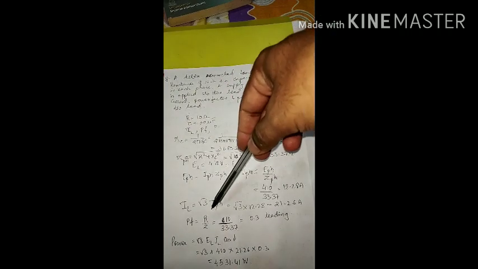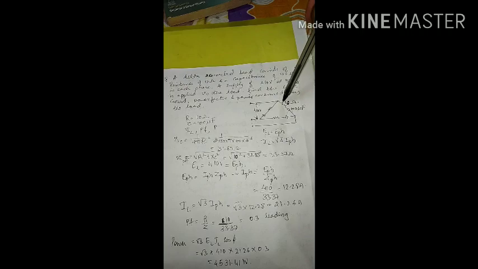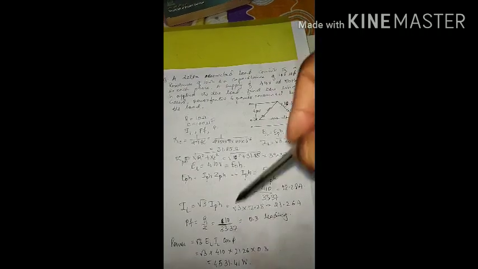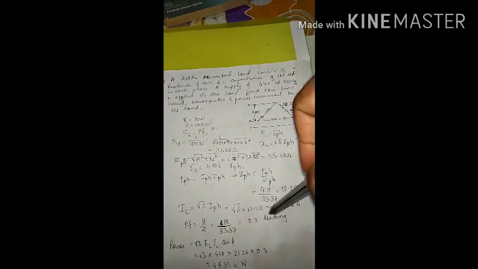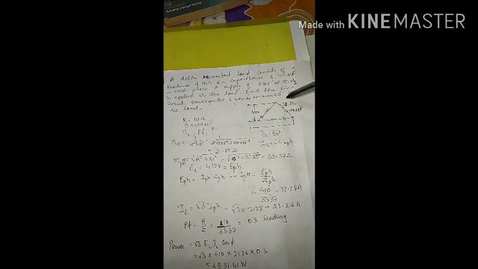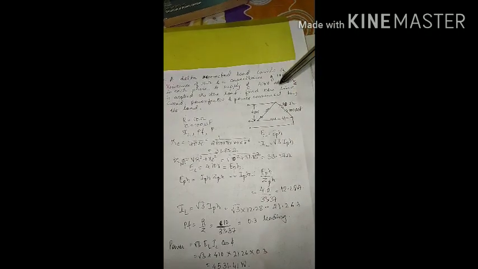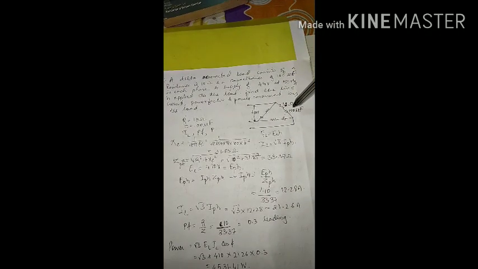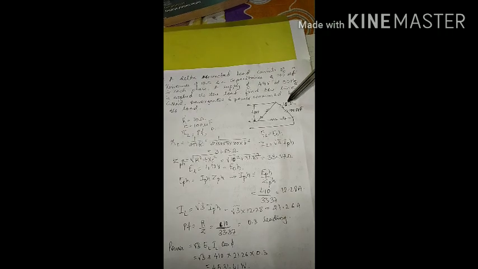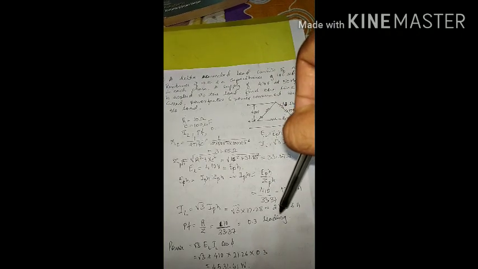Power factor, it is R by Z. Value of R is 10 ohm. Value of Z is 33.37. So you get the answer as 0.3 leading. Why leading? Because it is a combination of resistance and capacitance. So in RC series, your current always leads the voltage by an angle phi. Therefore we are writing this as leading. If there is a combination of resistance and inductance, in RL series, the current always lags the voltage by an angle phi. So you can write it as lag over there. But as it is capacitance, we are writing this as leading.